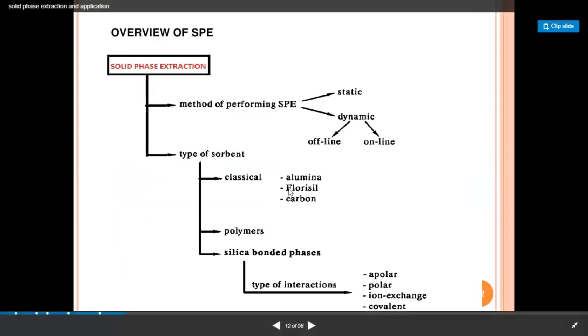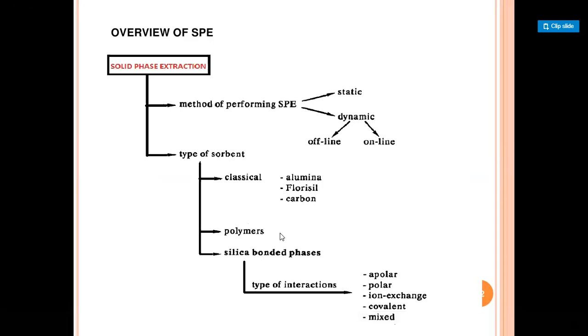The overview of SPE, solid phase extraction, is the method performed. The method used here can be static or dynamic, and dynamic can be online or offline. The types of stationary or solid phase used can be classical, that is alumina, fluorisil, and carbon. Polymers can also be used, and silica beds as well. The types of interaction which occur between the analyte and the solid phase are apolar, polar, ion exchange, covalent, and mixed bonds.